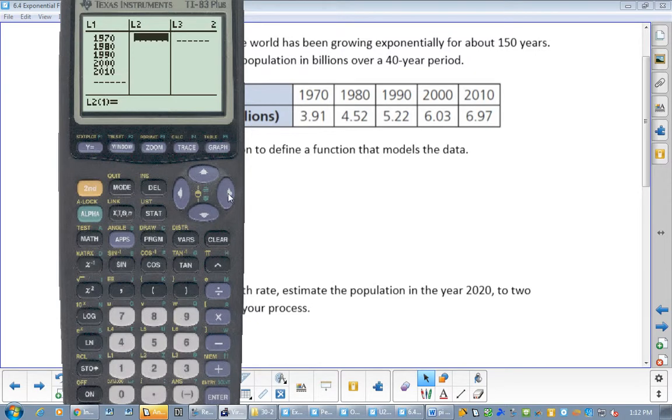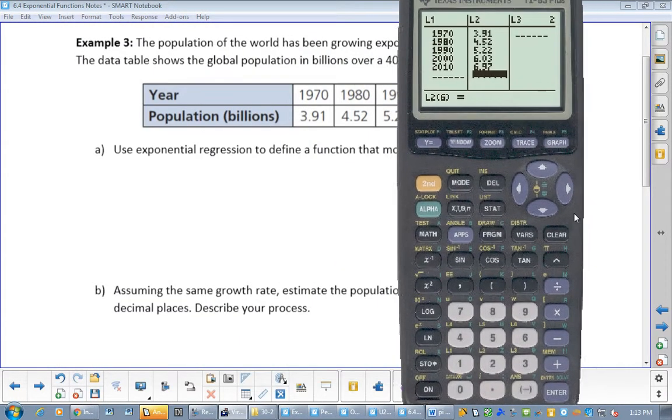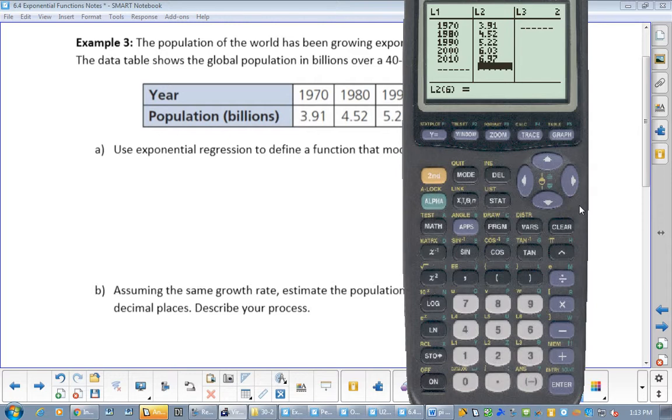Okay, and y2, 3.91, 4.52, 5.22, 6.03, and 6.97. Okay, this one says use exponential regression. So it's asking me to do it. It's not saying, hey, go find out the best one. It says use exponential regression.